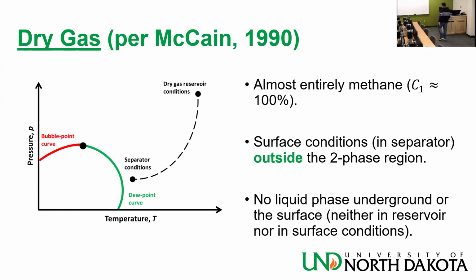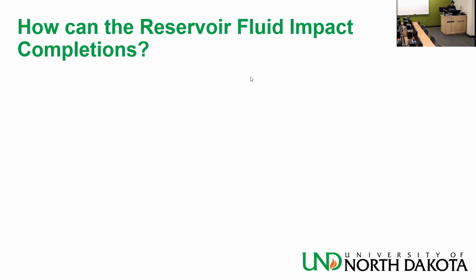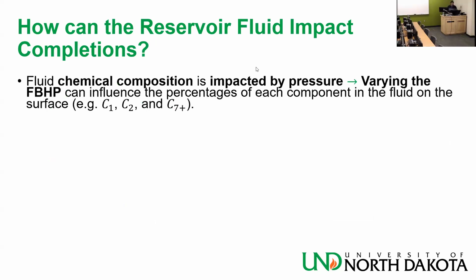And now the big question, which I already answered today, I forgot that I have a slide about it. At this point, people should be telling me, sir, why do we care about this when this is a completions class? And I already answered it: these things do affect your completions. The chemical composition is impacted by pressure. Varying flowing bottom hole pressure can influence the percentages of each component in the fluid at the surface. C1, C2, C3, C4, C5. Generally, C3, C4, C5, C2 even, you like those components. If you can maximize those, please do.